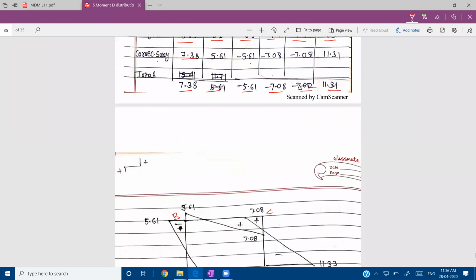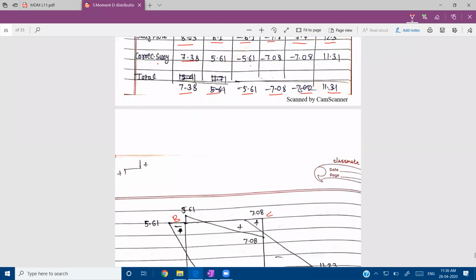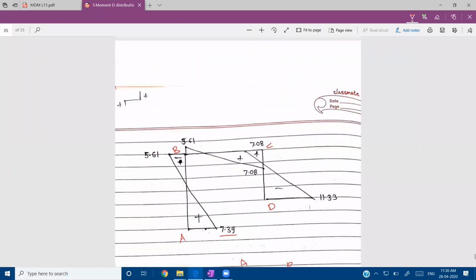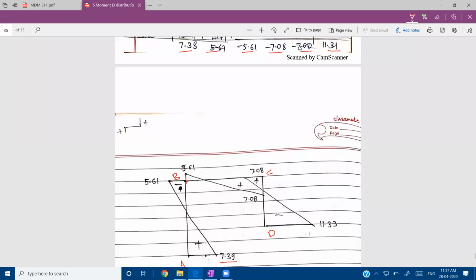So MAB here is positive 7.38. Left support positive moment is below the baseline, so this 7.38 I have drawn here. Then MBA, right support positive moment, is above the baseline, so it is plotted here and joined. Span moments are not plotted here because all span moments are 0. Remember this. Then for BC, left support negative moment is above the baseline, which is plotted here, and CB is negative 7.08. Right support negative moment is below the baseline, therefore it is plotted on the negative side like this.